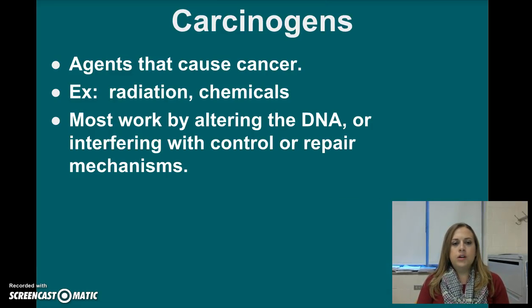So carcinogens are agents that are known to cause cancer. We've talked about some of these in different examples in the class. When we talked about Rosalind Franklin and how she developed cancer, it was due to her exposure to radiation. But carcinogens usually work by altering DNA or interfering with the control or repair mechanisms.